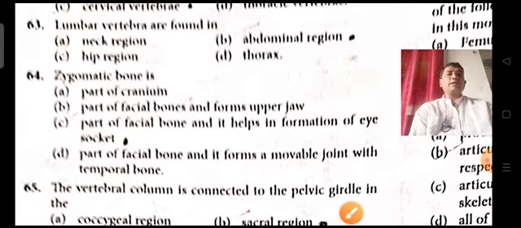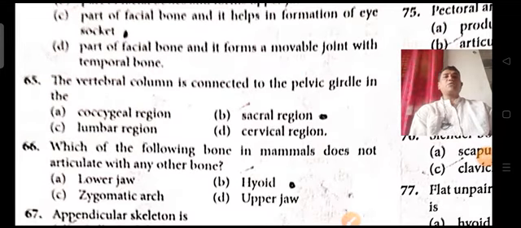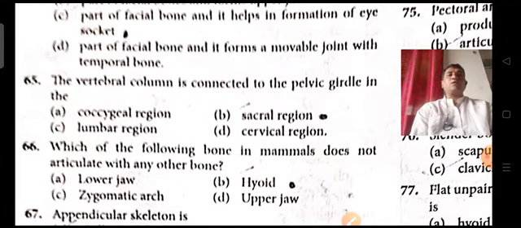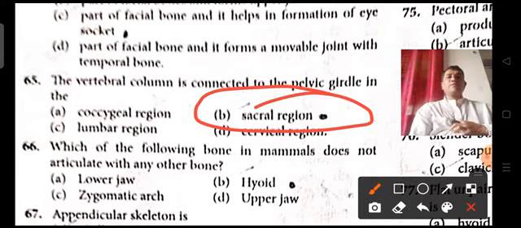Next, the vertebral column is connected to the pelvic girdle with the sacral region or the lumbar region. So the answer for this is the sacral region, that is sacrum and coccyx.